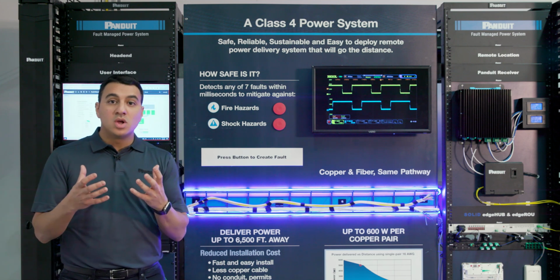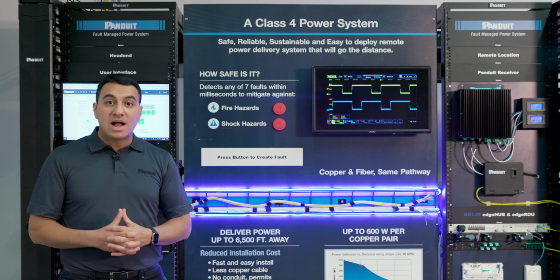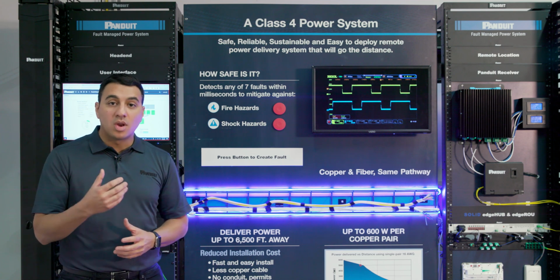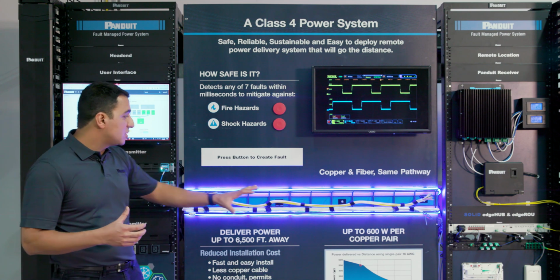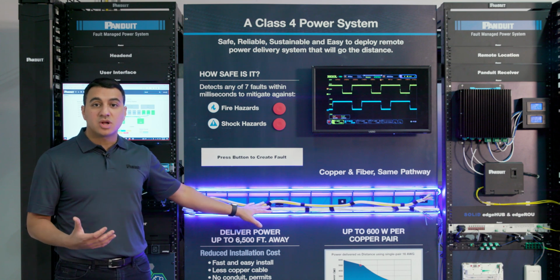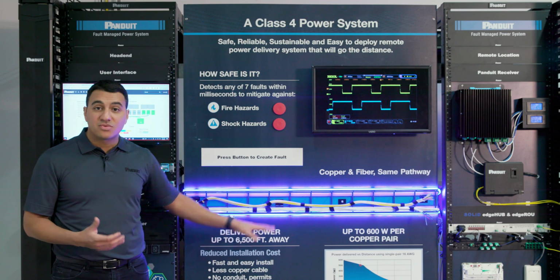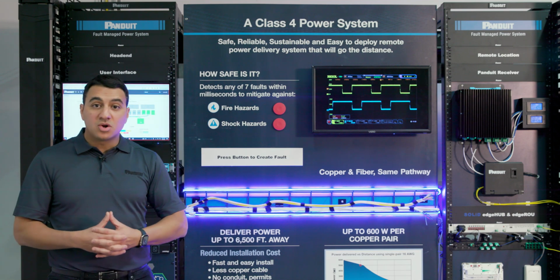The ability to comply with UL 1400-1 and become Class 4 listed now gives you the benefit of being able to push a lot of power and go long distance using a Class 4 system, but you can also leverage it as a low voltage installation because it's safe. So now you can have a low voltage contractor pull the cable for the system and run your copper in the same pathways as your fiber, saving on installation and making it easier and quicker to deploy.